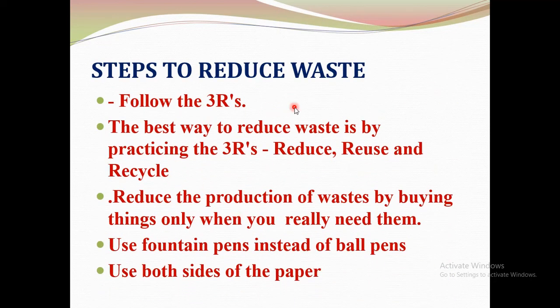Now steps to reduce waste. So we can follow 3 R's to reduce waste. What are the 3 R's? Reduce, reuse and recycle. So first we can see how to reduce the production of waste. We can reduce the production of waste by buying things only when you really need them. So unwantedly we should not buy things. Only if we need it should we buy.